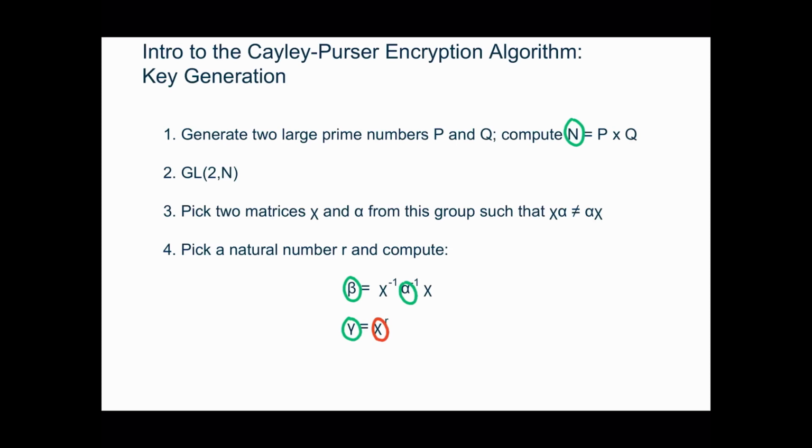Alice will use the public key values that Bob has released to encrypt a secret message that she wishes to send to Bob. She'll send this encrypted message to Bob, who will then decrypt it using the decryption key of chi. But more on that in the next video.